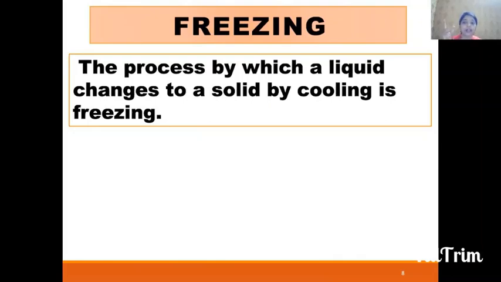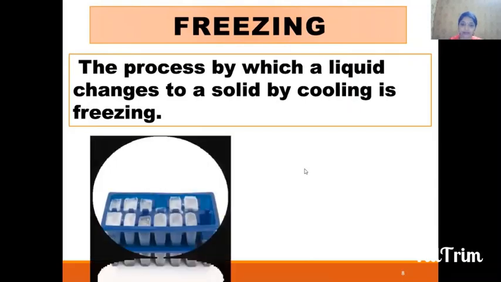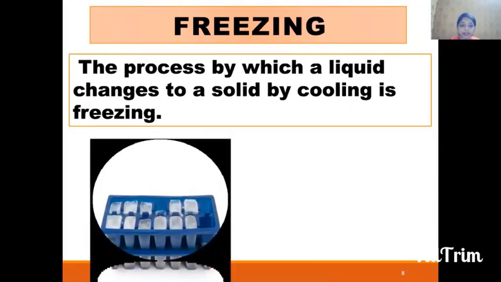So melting and freezing, everybody understood? Melting is changing solid into liquid, and freezing is changing liquid into solid. Exactly vice versa, opposite of each other. And all these happen because of either heating or cooling. Let's have an example of freezing. Almost everybody knows about it, right? When you keep the ice tray in the deep freeze, the water changes into ice.